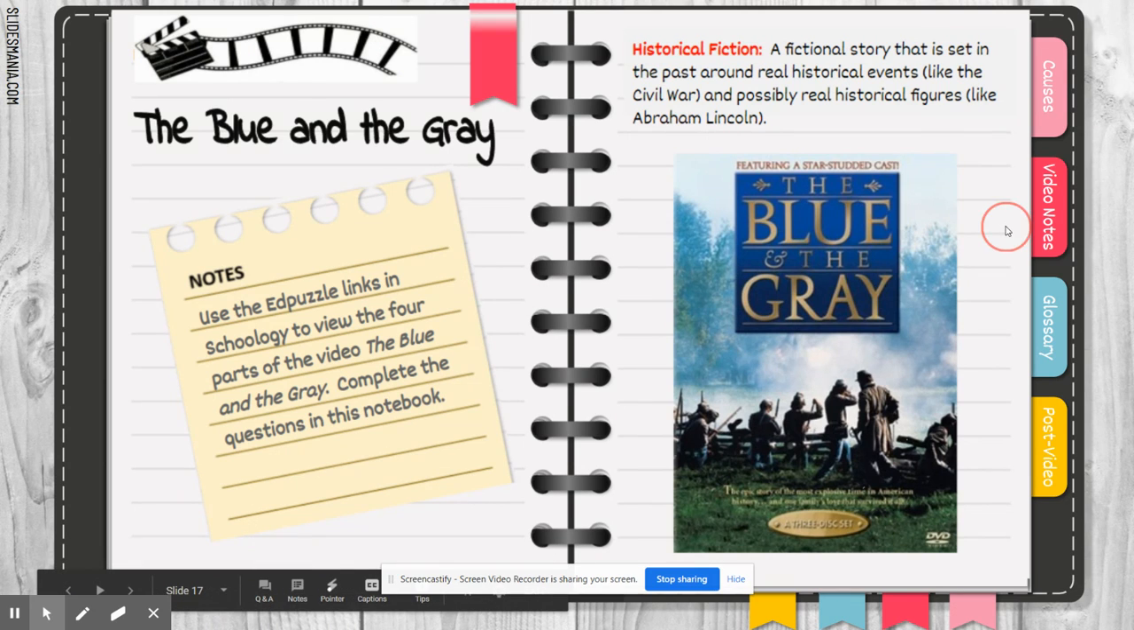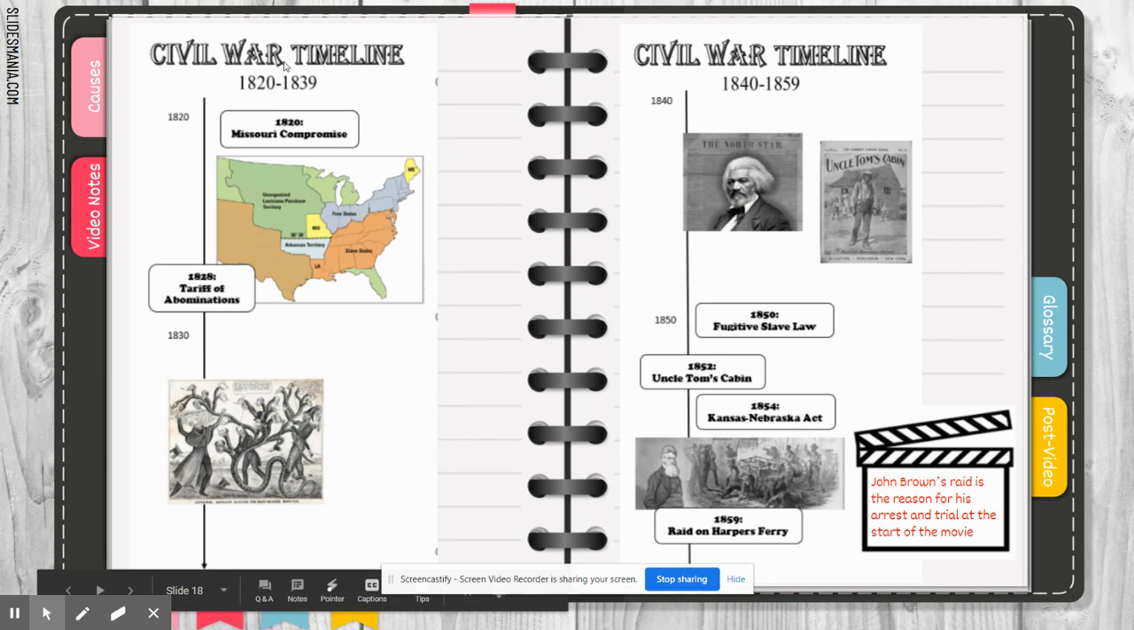Now, we started watching the video. I wanted you to notice that you have a timeline of things that are happening. The Missouri Compromise in 1820, the Tariff of Abominations, 1828. Now you can see when these books were published and when the newspapers were coming out. The Fugitive Slave Law was part of the Compromise of 1850. Okay, there's Uncle Tom's Cabin. The Kansas-Nebraska Act, and that's when John Brown's raid happened.